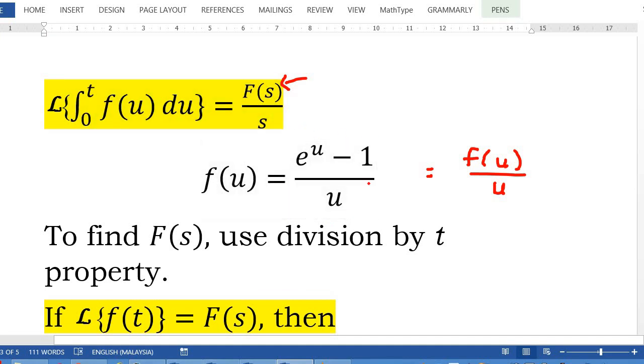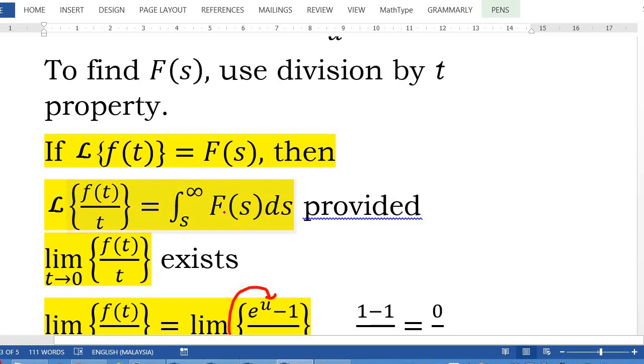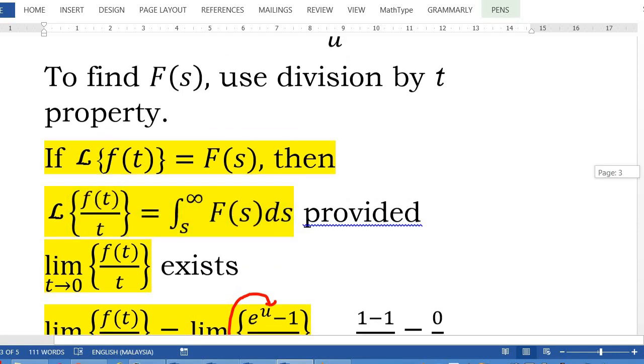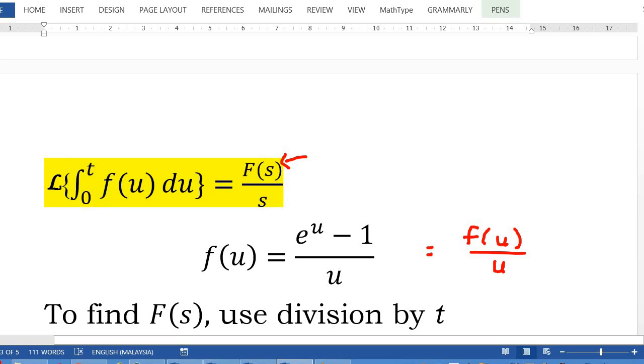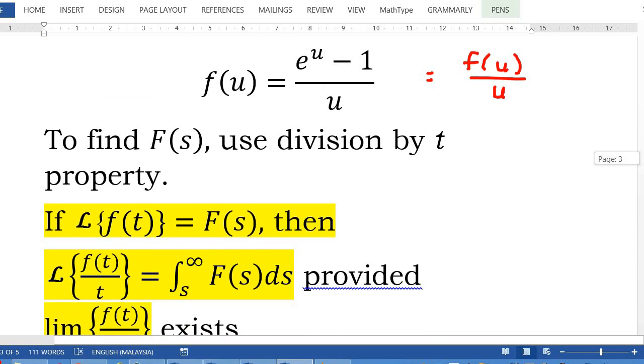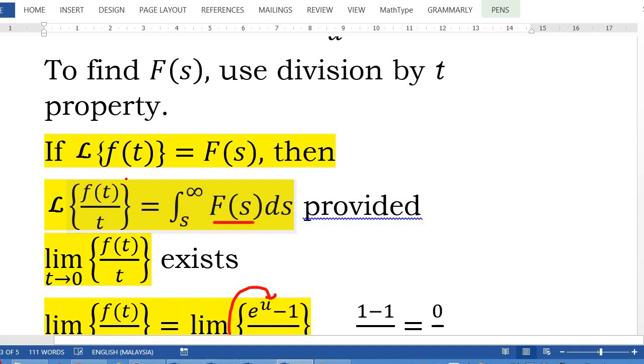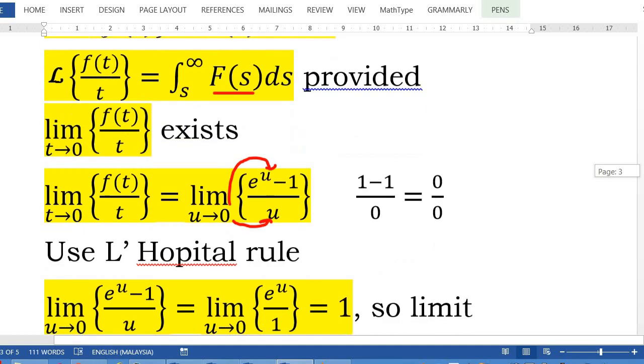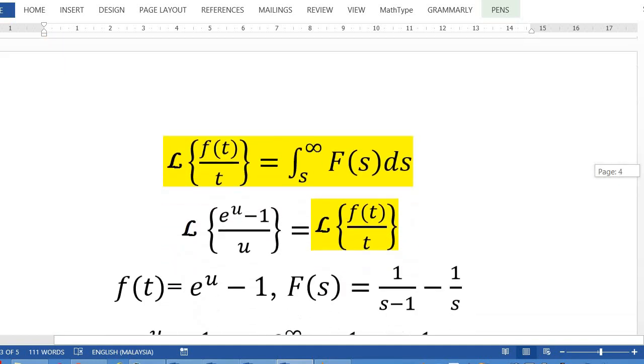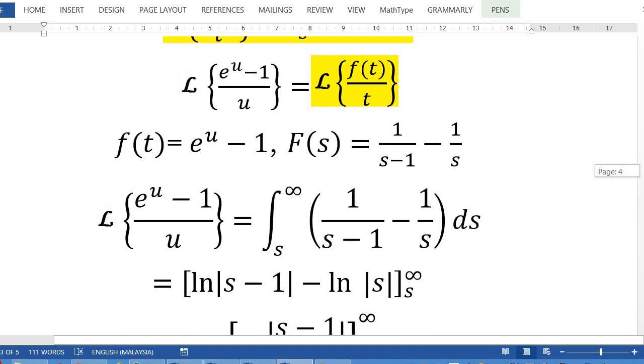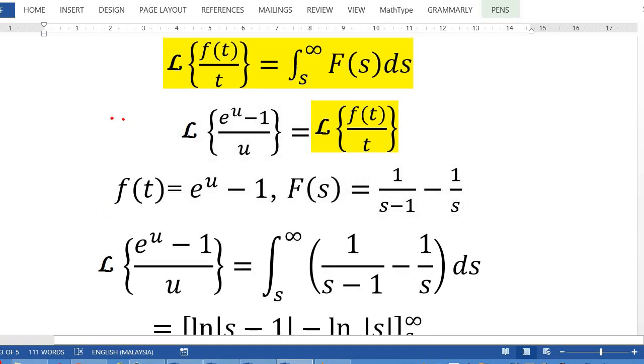Once the limit exists, then you can find the Laplace transform for (e^u - 1)/u using the division by t property, which is equal to the integral of F(s) ds from s to infinity. The F(s) here, you don't mix up with our initial F(s). So now in the division by t property, to get the F(s) here, identify the f(t) in the numerator.